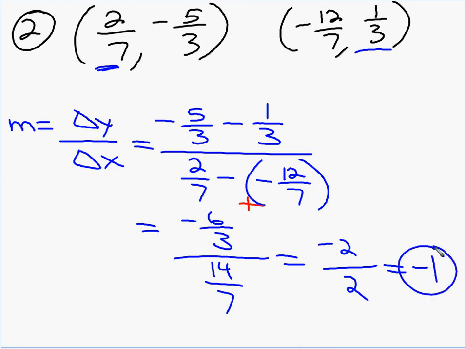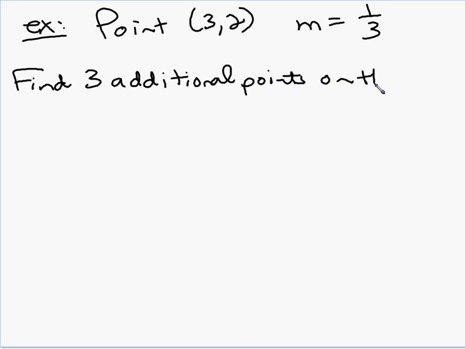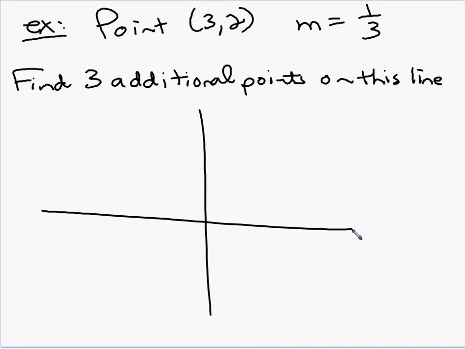Okay? Now, one last thing, then we're done. What if they give you a point, 3, 2, and a slope, 1/3, sorry. And they say find 3 additional points on this line. I think the only way to do this problem is with a graph. Okay, I think if you try to do this counting business in your head, you're probably going to mess it up. So what I would do is I would plot this point 3, 2.